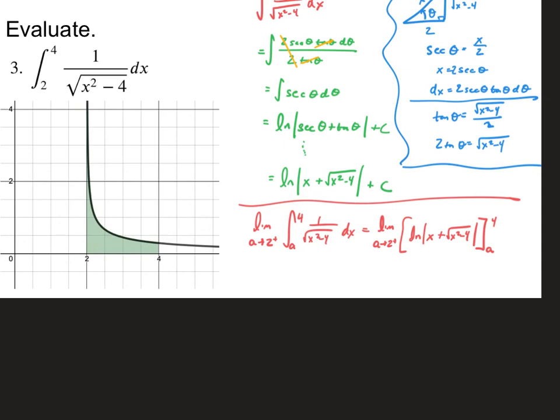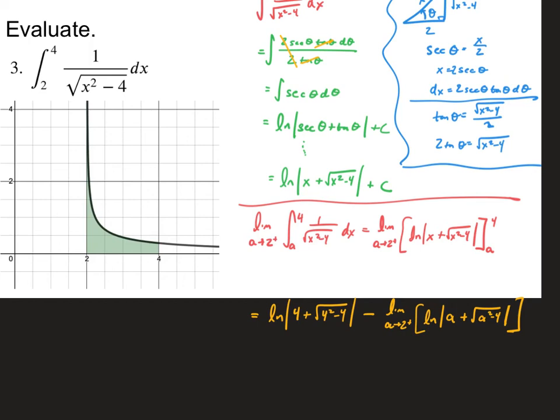So let's see here. I plug in the 4, I don't need the limit, so it would be the natural log of the absolute value of 4 plus the square root of 4 squared minus 4. That's the first thing. Minus the limit as a approaches 2 from the right-hand side of the natural log of the absolute value of a plus the square root of a squared minus 4, in the absolute value, close the bracket. Let me just clean that up a bit. Okay, good. All right, so now what?